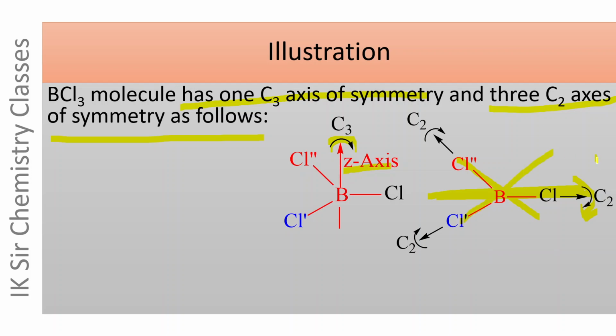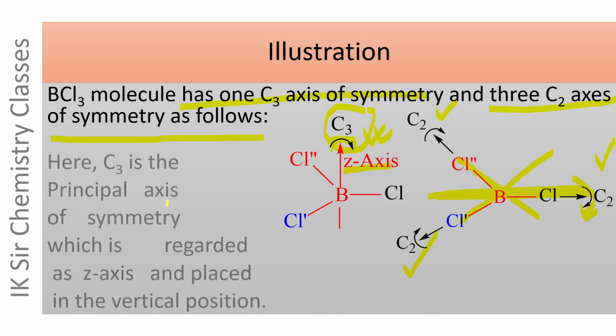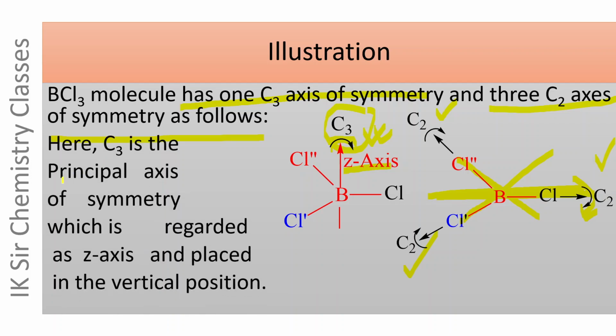There are 3 C2 in BCl3 molecule and 1 C3. C3 has higher order. Its order is 3 while the order of C2 is 2. Here C3 is the principal axis of symmetry, which is regarded as Z-axis, and it has been placed in the vertical position or vertical direction.